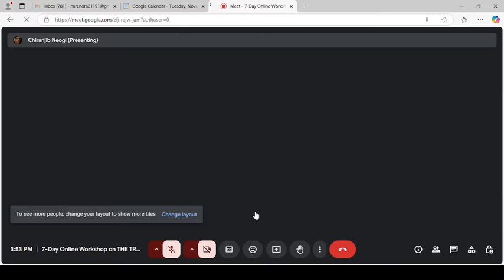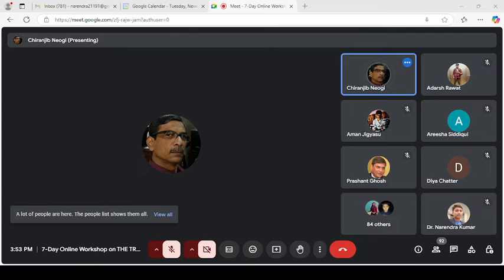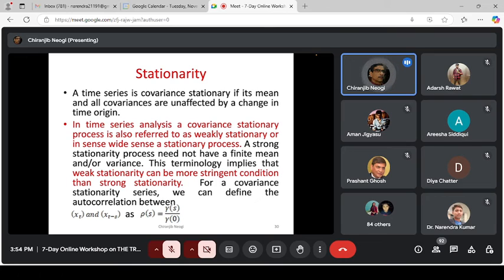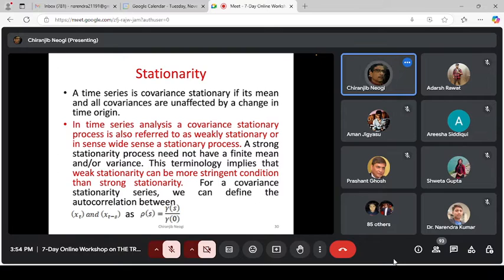A strong stationary process need not have a finite mean or variance. This terminology implies that weak stationarity can be a more stringent condition than strong stationarity. For a covariance stationary series, we can define the autocorrelations as gamma s by gamma 0. I think I have already told you these things. Gamma s by gamma 0 is the autocorrelation between the two time points, t and t minus s.